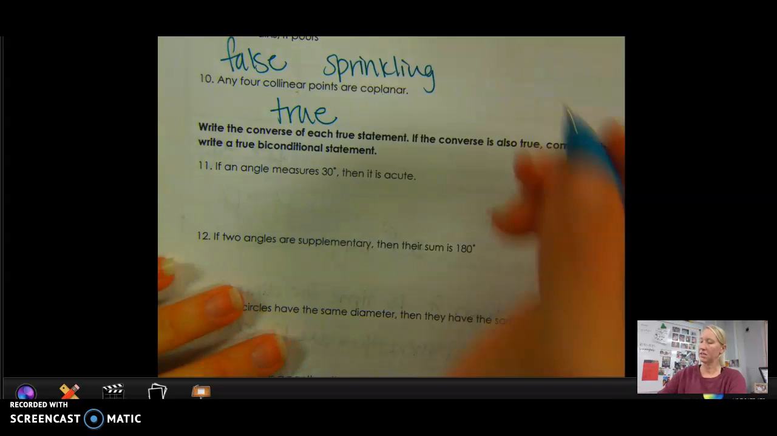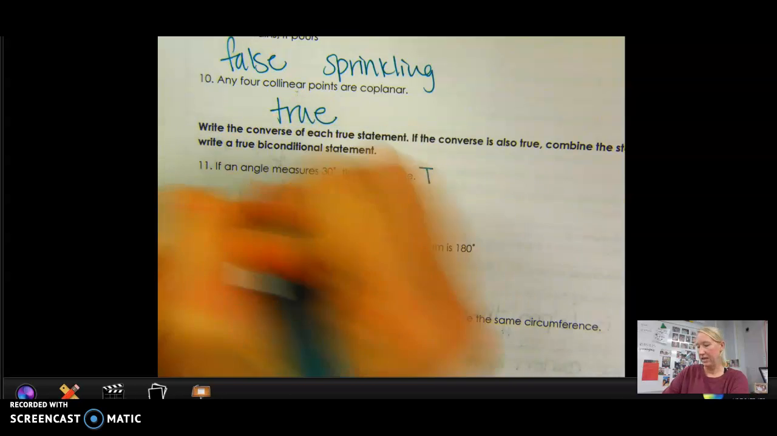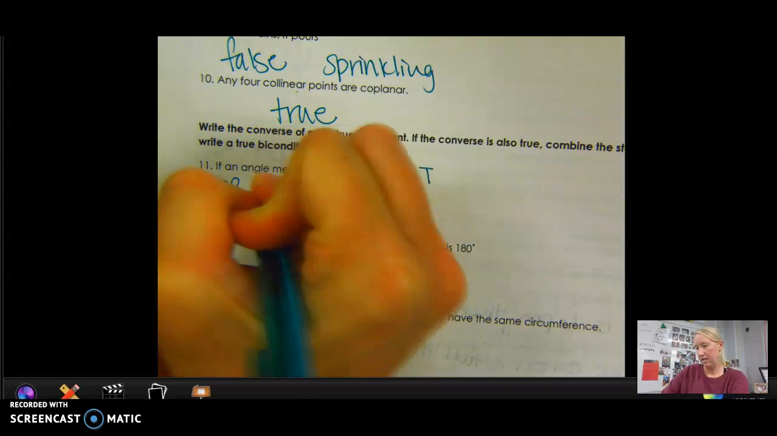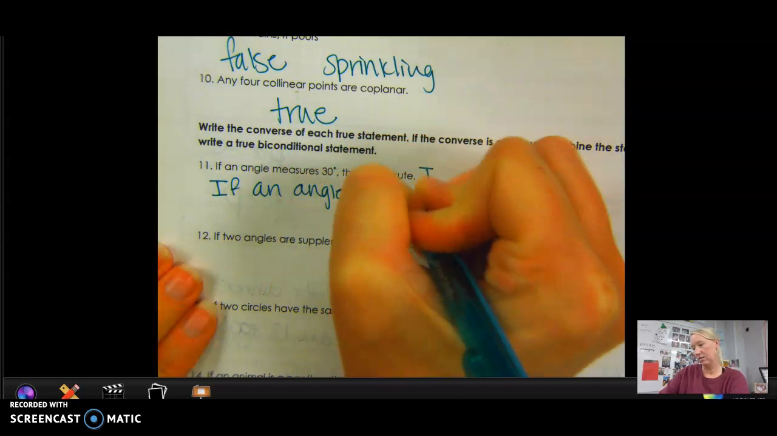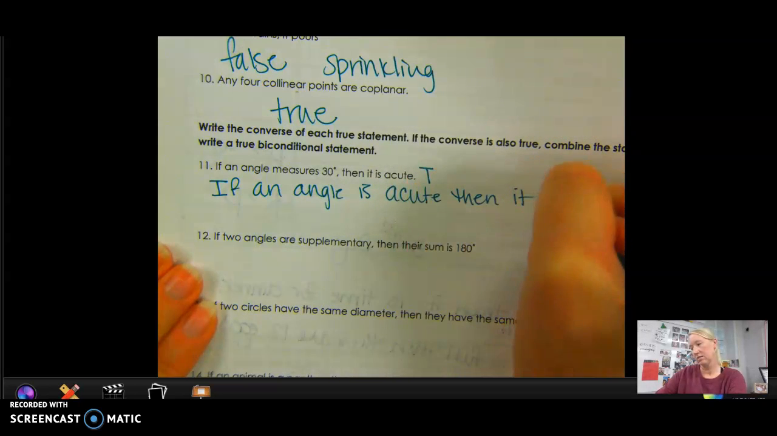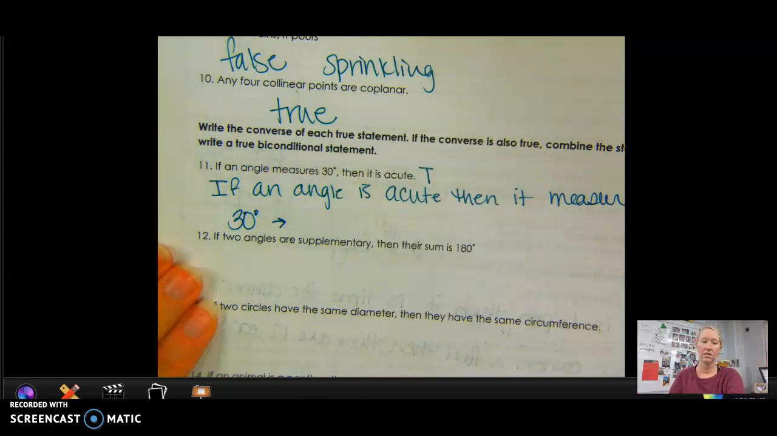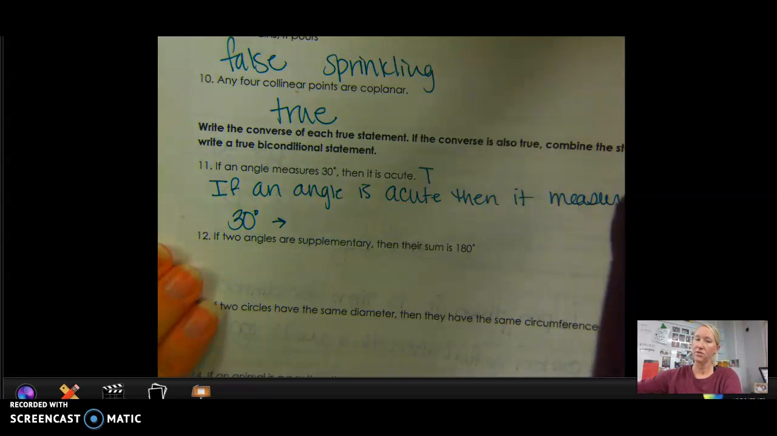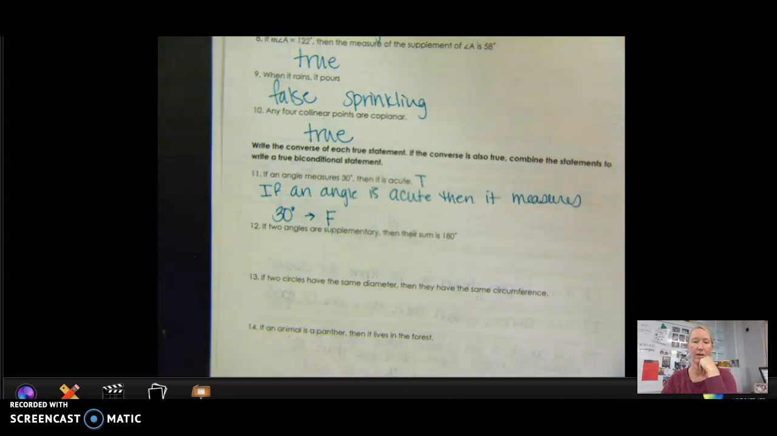If an angle measures 30 degrees, then it is acute. That is true. The converse of that would be if an angle is acute, then it measures 30 degrees. Does that mean that all acute angles have to be 30 degrees? That's what it's trying to say. So that would be false. So since one is true and one is false, we need both of them to be true to write the biconditional. I cannot write the biconditional on that one.